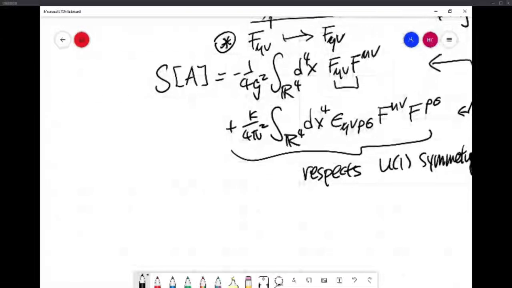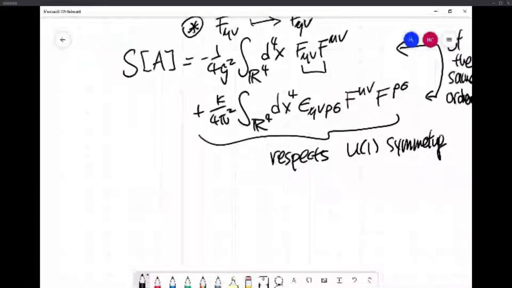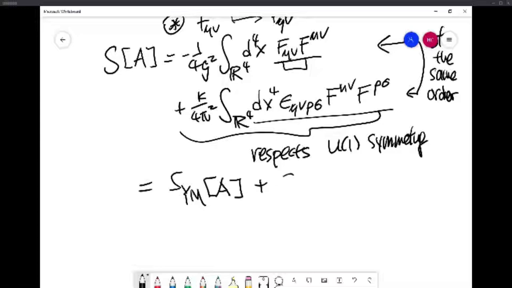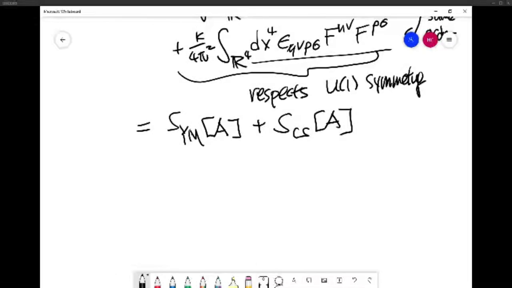Of course, you'll know that if you have an action of this form, when you couple it to a current, this term couples to a current. So okay, I'm going to write it as Yang-Mills. These are just labels for now. So this is just the first term, and this is the Chern-Simons term. I'm just calling the first term S_YM, and the second term S_CS.